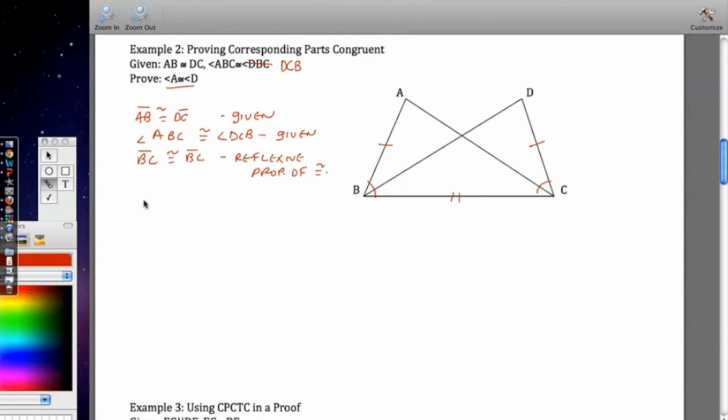angle, and a side. So what we can say is that triangle ABC is congruent to triangle DCB, because we used side, angle, side. And so therefore we can say that angle A is congruent to angle D by CPCTC, because this says that if the triangles are congruent, then the corresponding parts are congruent. Okay? It's that easy, guys. So if we can prove that two triangles are congruent, then we can say that their parts match up.